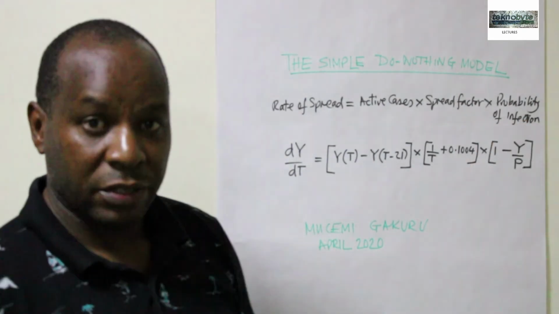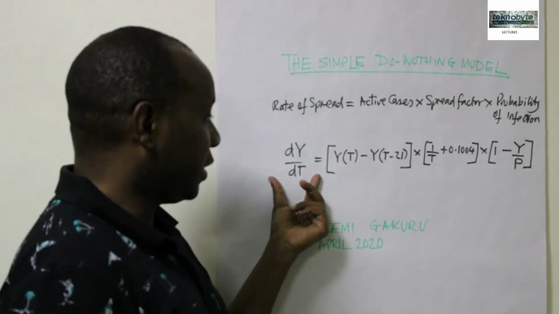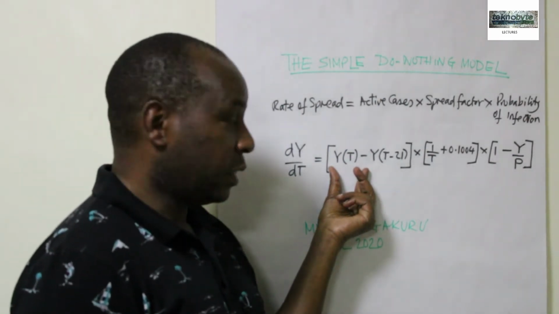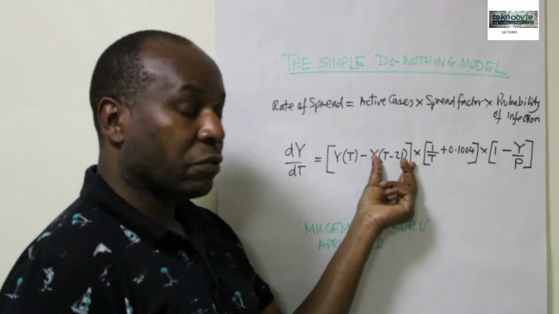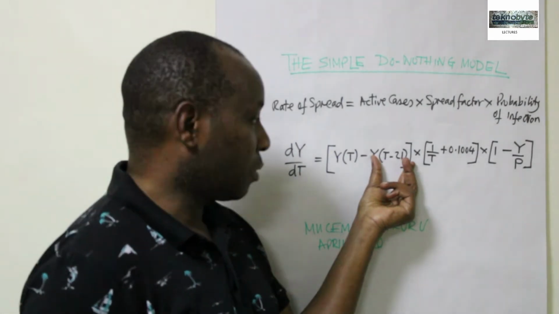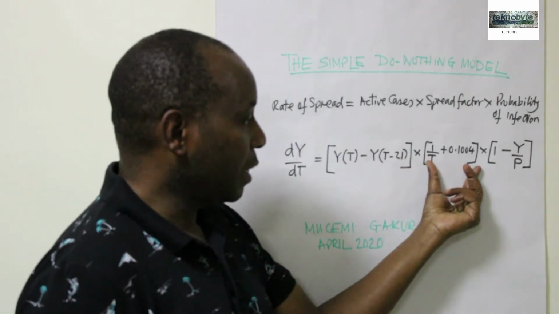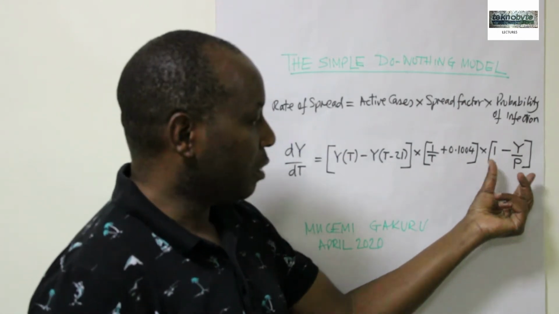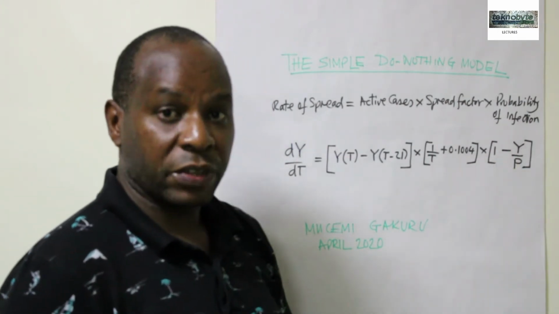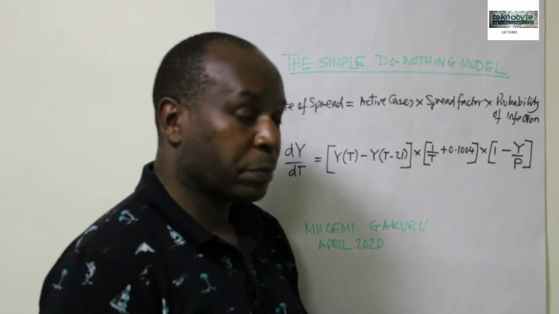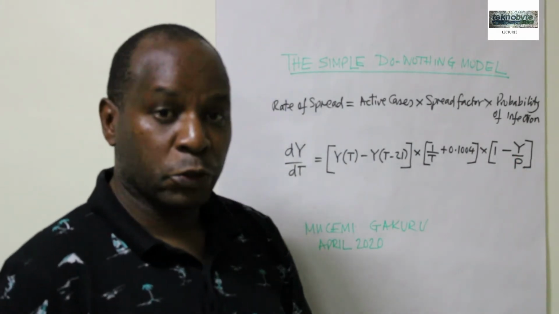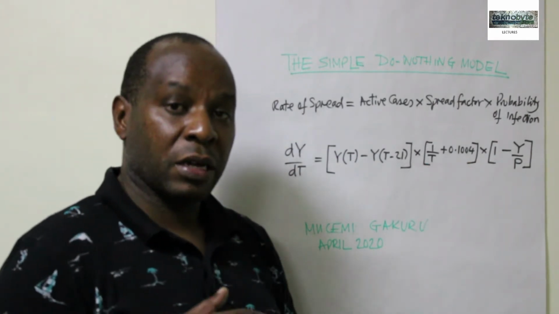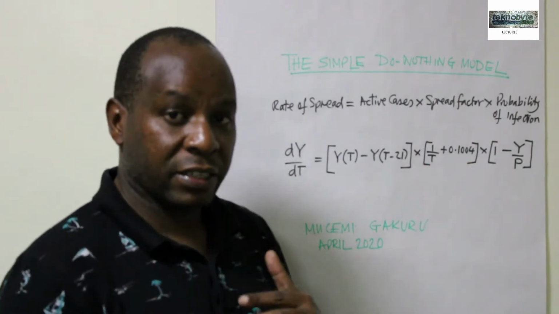In mathematical terms, this can be expressed as dy/dt equals y(t), that is the total number of cases reported to date, minus the total number of cases that were reported 21 days ago, times the spread factor, times the probability of getting somebody who is not infected, which is 1 minus the total number of cases reported to date divided by the population. Now I'm going to show you how to work out the spread factor so that you can determine the increase from one day to the next.